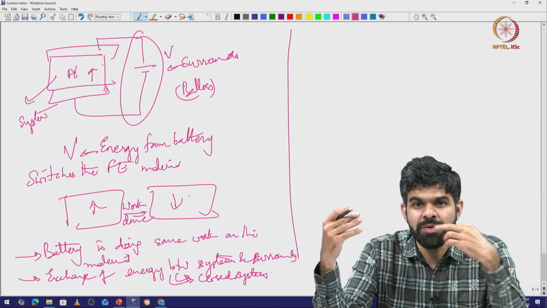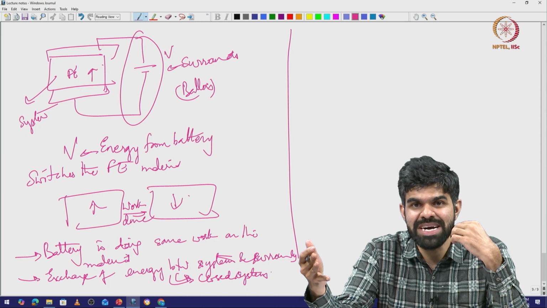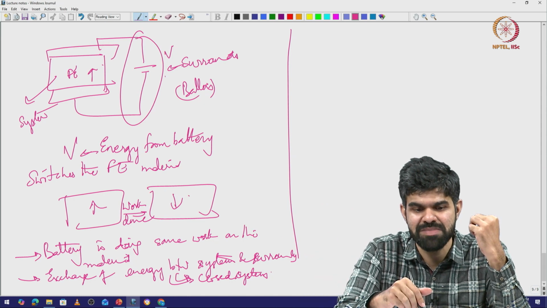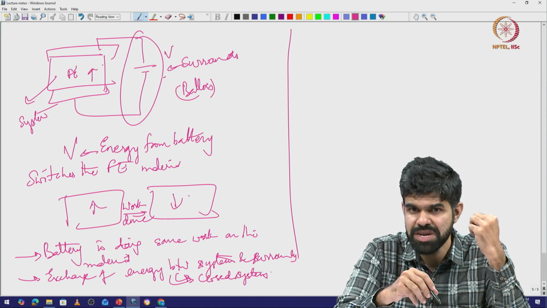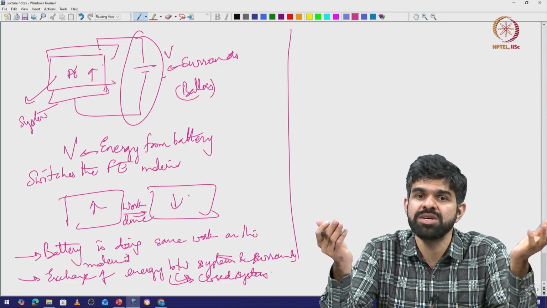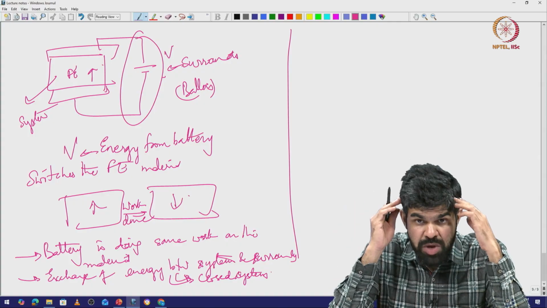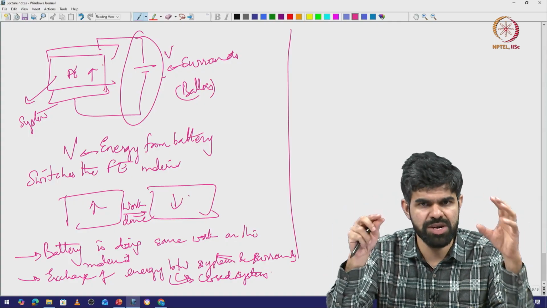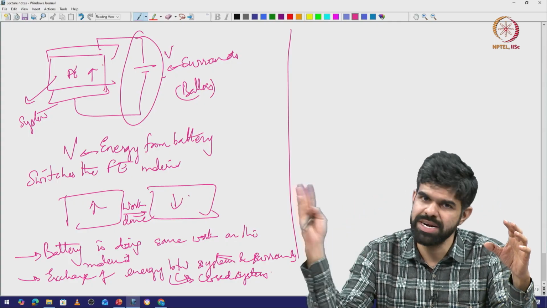If I talk to someone who works on a battery, then this can become their system, and this can become their surrounding. But you may say, why don't you put both of them into your system, then it becomes an isolated system. That is okay, but then I have to care about everything. Here I do not really care about the battery, so I dump it in the surrounding.